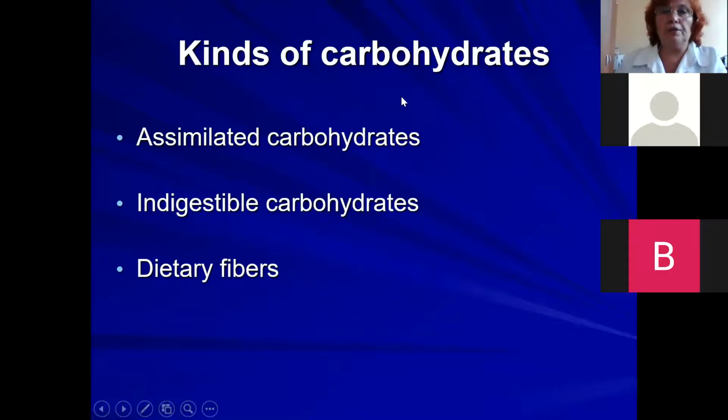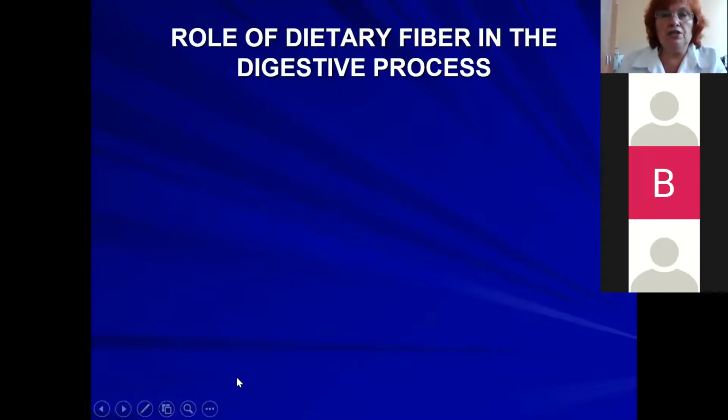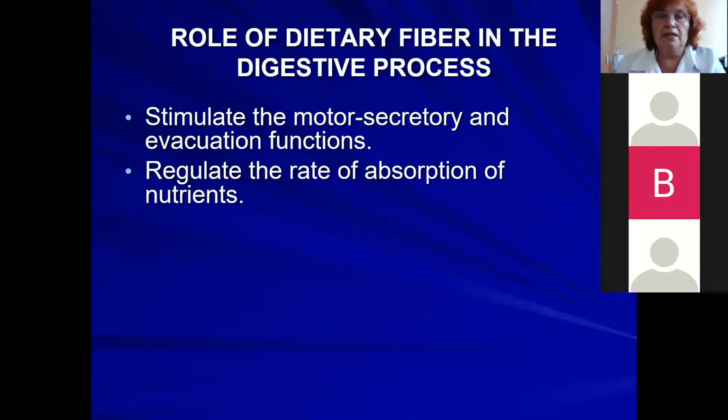So, kinds of carbohydrates: assimilated carbohydrates, indigestible carbohydrates, and dietary fibers. Role of dietary fibers in the digestive process. What is the role of these dietary fibers? They stimulate the motor, secretory, and evacuation functions. They regulate the rate of absorption of nutrients.